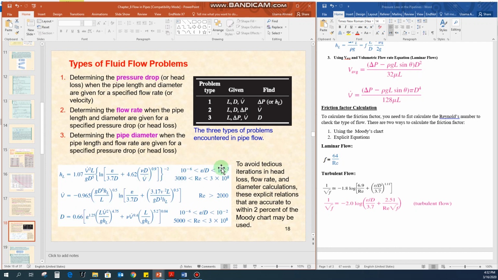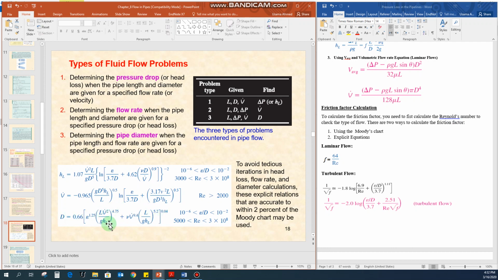If you satisfy these conditions, for example, the relative roughness lies in this range and the Reynolds number lies in this range, then you can directly use this equation to get the value for the head loss. For this head loss calculation, if you know the volumetric flow rate, length, diameter, roughness of the material, and kinematic viscosity, keeping these conditions satisfied, you can directly use this equation to calculate the head loss. Same goes for the volumetric flow rate calculation. These equations can be used if the Reynolds number is greater than 2000, and similarly you can use the explicit function for the diameter calculation.